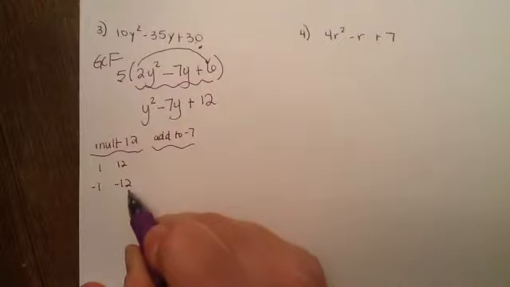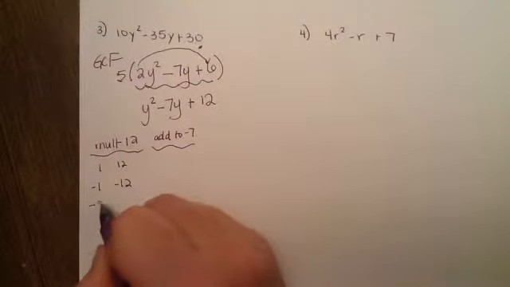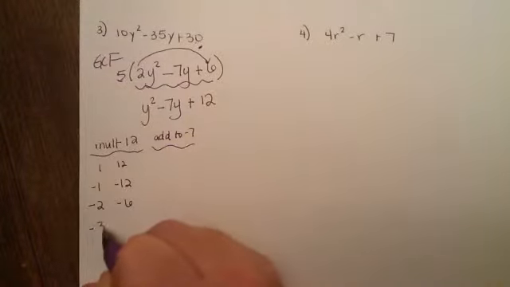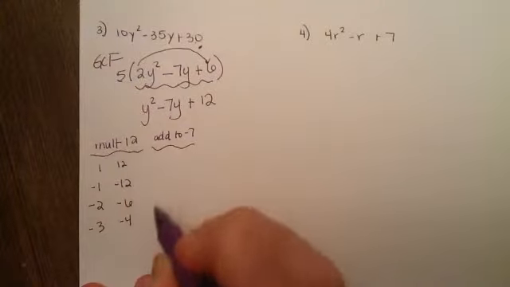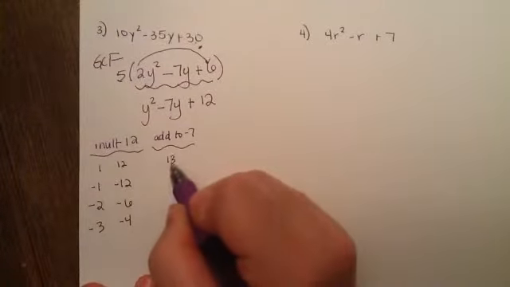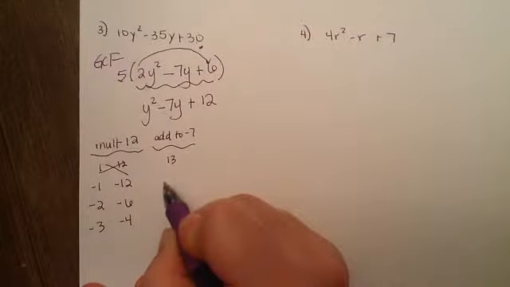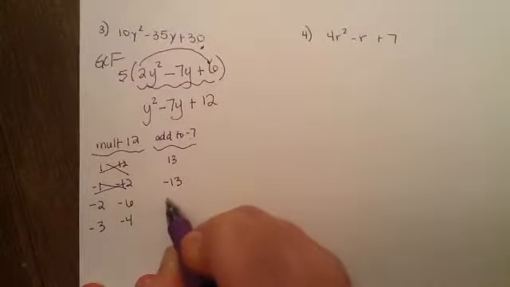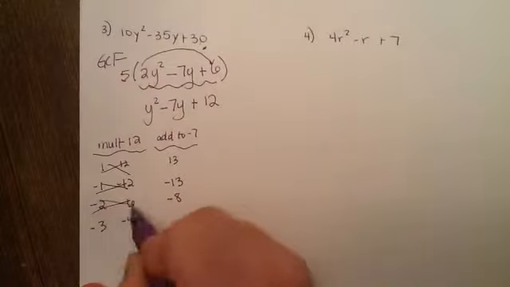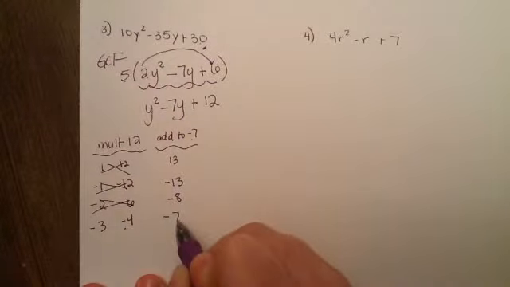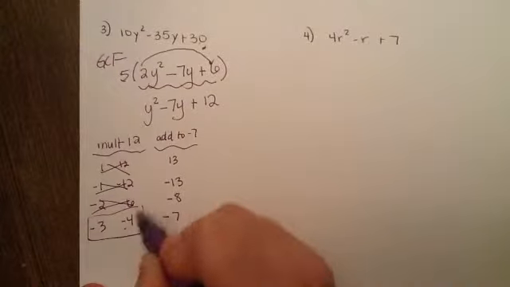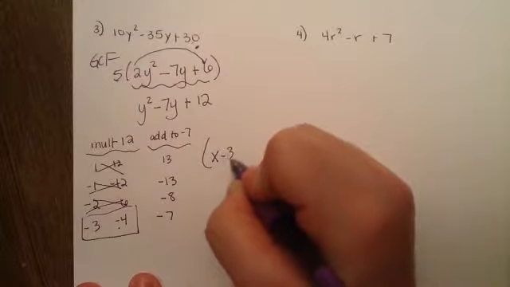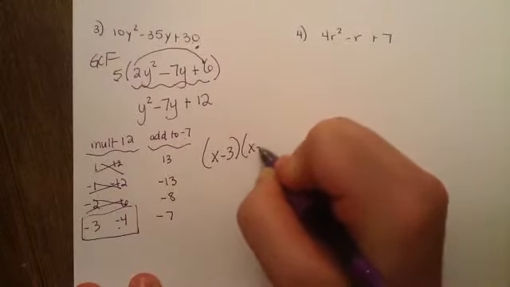A negative times a negative is a positive. These ones added to 13 doesn't work. These add to negative 13 doesn't work. Here, negative 8. Close, not yet though. What about here? Negative 7. These are the two that work. Those are the two we want. So if I put them in parentheses, x minus 3, x minus 4.